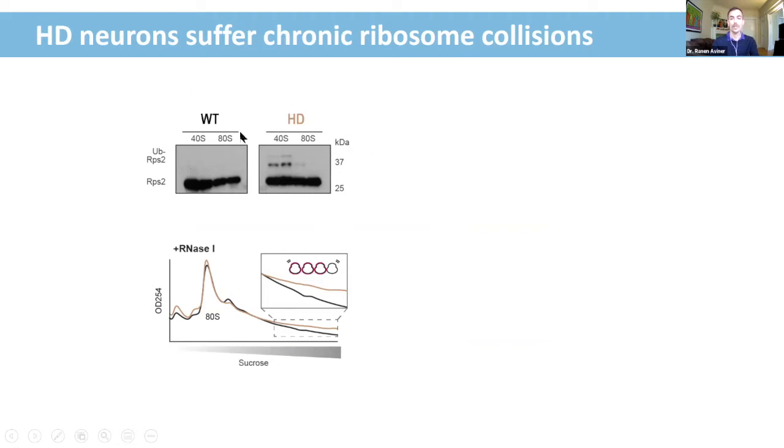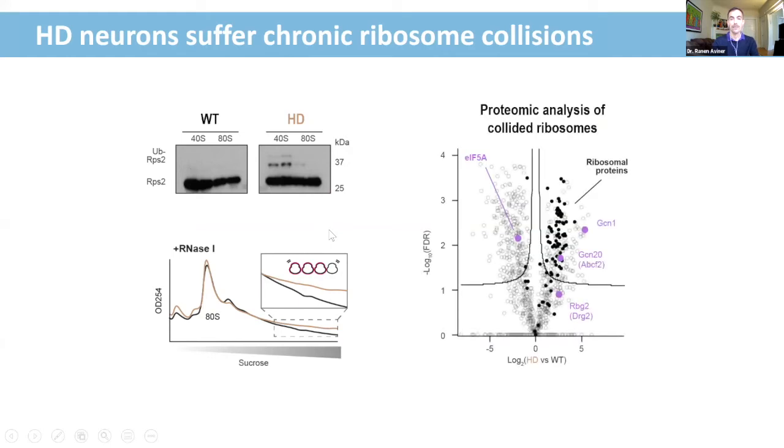Mutant neurons, here in brown, had higher basal ubiquitination of ribosomal proteins and more RNase-resistant polysomes, two hallmarks of chronic ribosome collisions. Proteomic analysis then confirmed the increased presence of collided ribosomes in the mutant and identified recruitment of a protein complex that helps resolve collisions, here in purple.